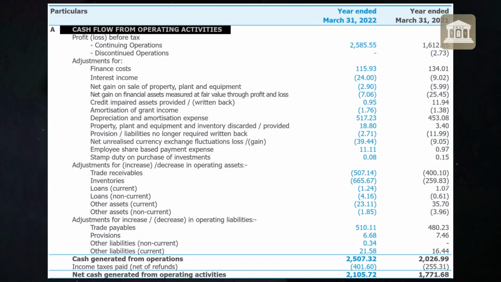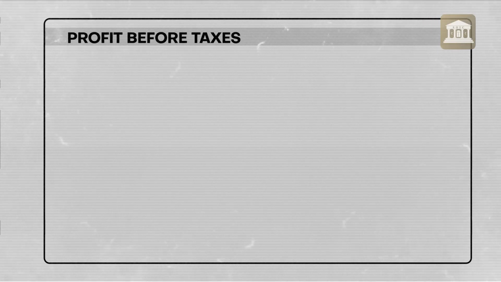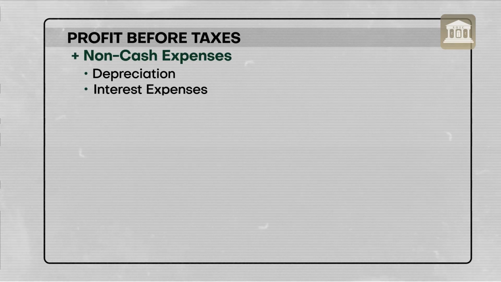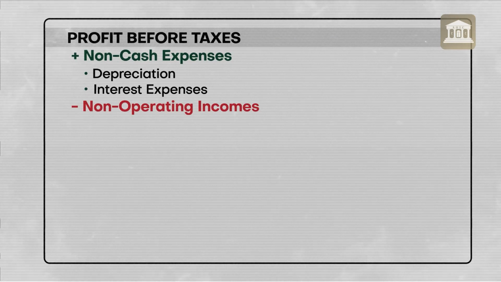To calculate cash flow from operations, we typically start with profit before taxes, add all the non-cash expenses back. Like depreciation is a non-cash expense, so that is added back. Even interest expenses are added back because that belongs to cash flow from financing activities. So all non-cash expenses are added back and all non-operating income is subtracted from profit before taxes. Why is non-operating income subtracted? Because if a company is earning dividends from its investment, then that is not cash generated from operating activities.